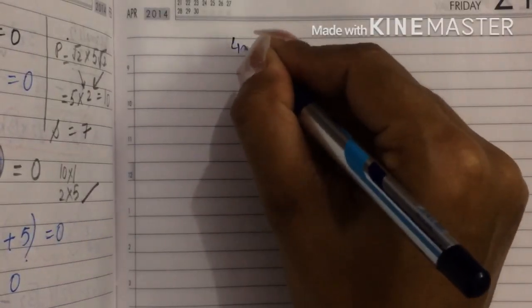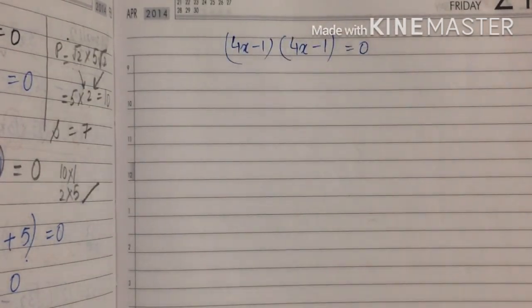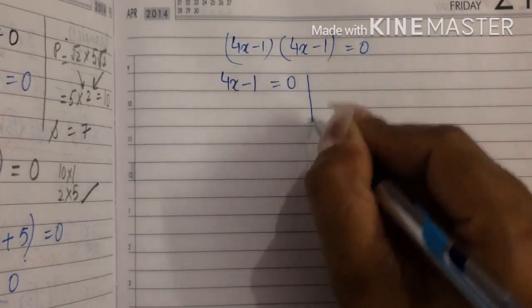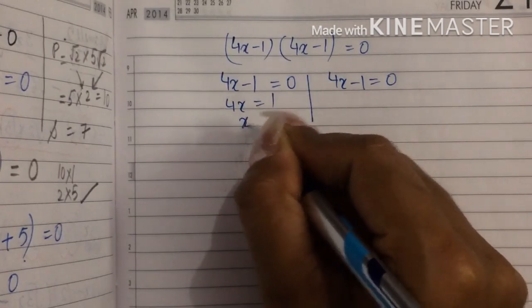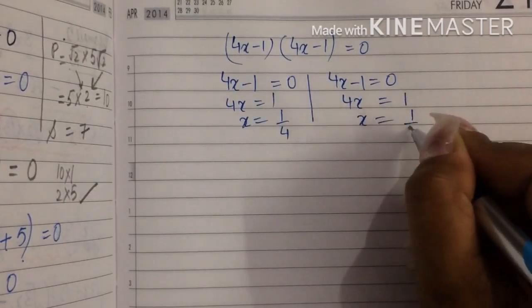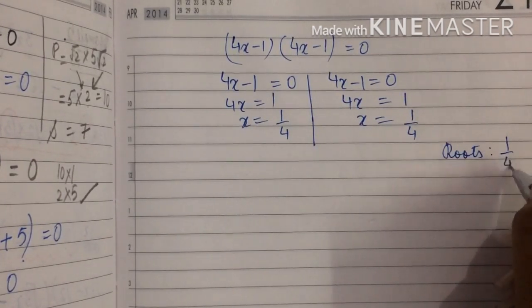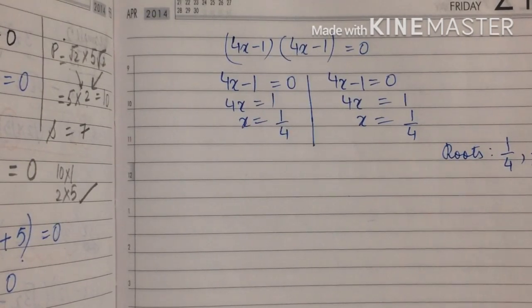So we can write 4x minus 1 into 4x minus 1 equals to 0. You could have reached till here by splitting the middle term also. From here we take each of these equal to 0 and find out x. X is 1 by 4. From here x is 1 by 4. So the roots are 1 by 4, 1 by 4. Again we have equal roots.